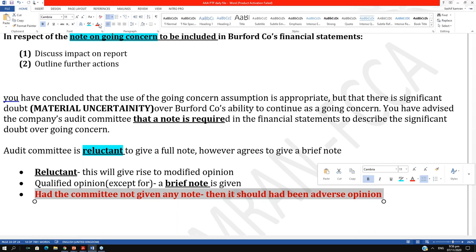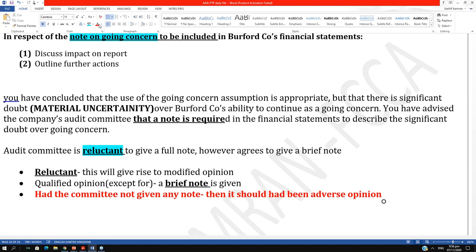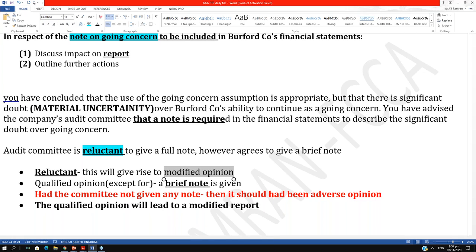So, impact on the report. When the examiner is asking for impact on report, will I just tell the opinion, or will I also tell that the qualified opinion will lead to a modified report? Examiner was asking for report, right? Not opinion. I hope you read the question carefully. So the auditor will issue a modified opinion. Which modified opinion? Qualified opinion. And because of the qualified opinion, what will be the impact on the report? Will the report be unmodified or modified? Modified opinion is one thing, modified report is another thing, right? So because of the modified opinion, the report will become modified. Was the examiner asking for the impact on opinion, or for the impact on the report? Are you clear?